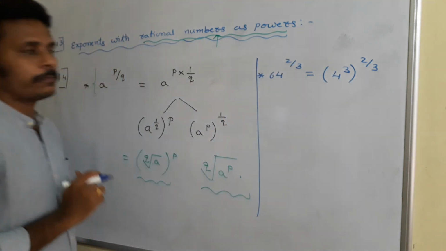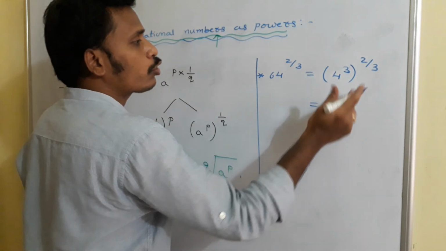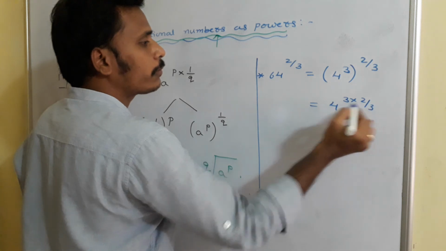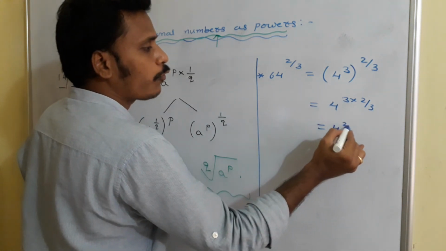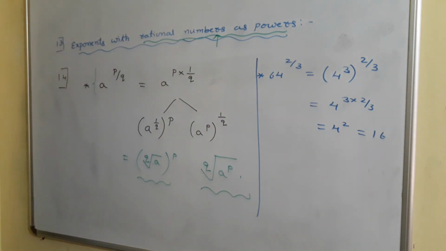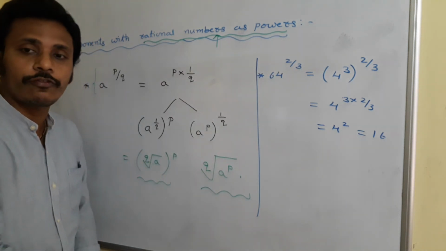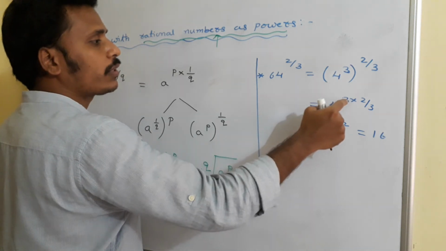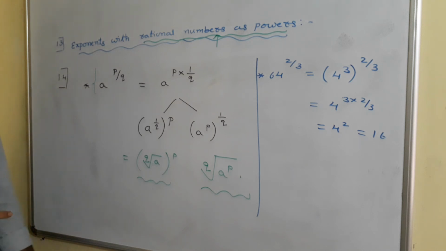64 power 2 by 3. 64 is 4 cube. 4 cube power 2 by 3. And that is equal to 4 power, just multiply these two, 3 into 2 by 3. And 4 power 3 into 2 by 3, 3 and 3 will get cancelled. That is 4 square and your answer is 16. What is the simplified value for 64 power 2 by 3? 64 is 4 cube, which is 4 power 3 into 2 by 3, and 4 square is 16. That's your answer. This is one way.